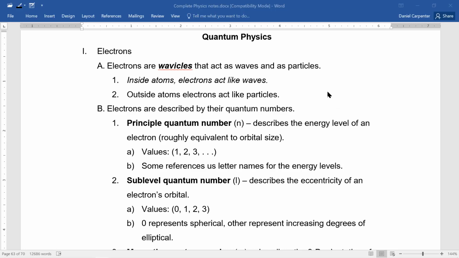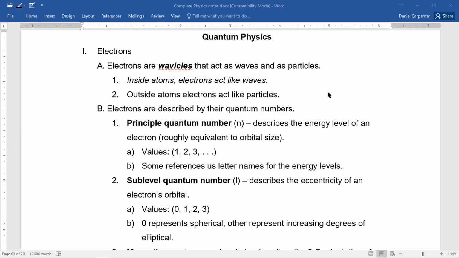Now, we did talk about quantum numbers in chemistry, so this is a little bit of review. Electrons are described by their quantum number. Every electron in an atom has its own unique quantum number. So if I had 2 carbon atoms with 6 electrons each, in one of the carbon atoms, each of the 6 electrons would have a different quantum number from each other. But in the two atoms, I hope this makes sense.